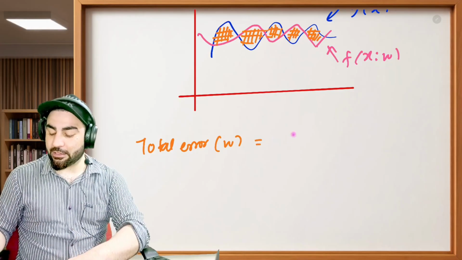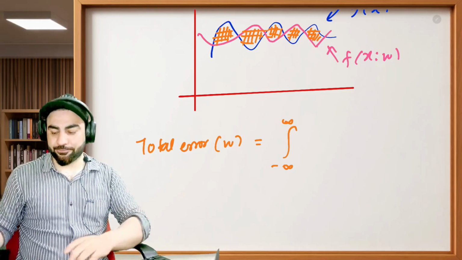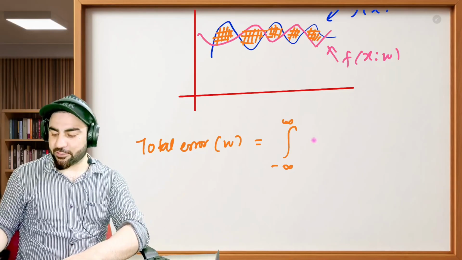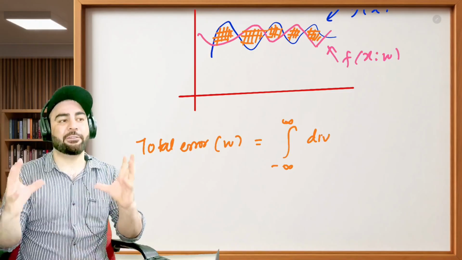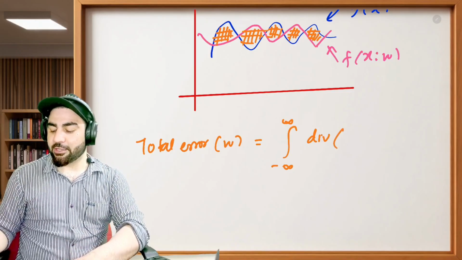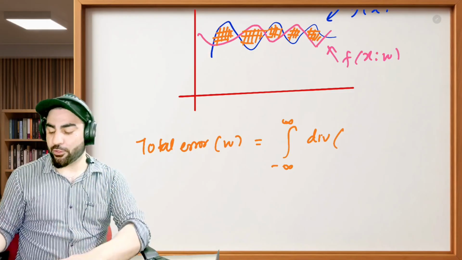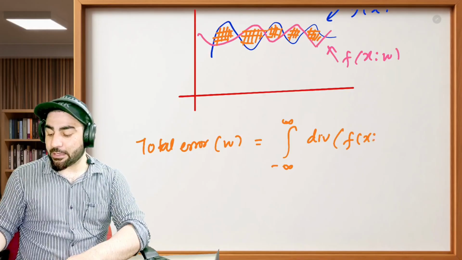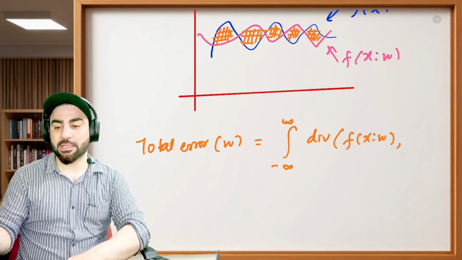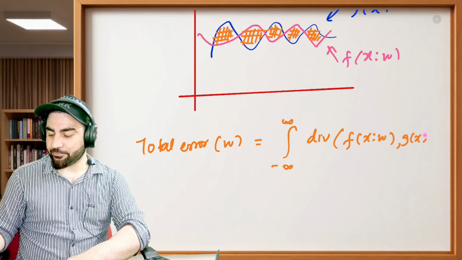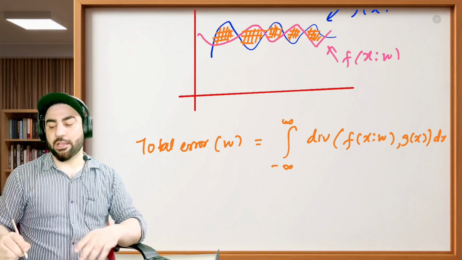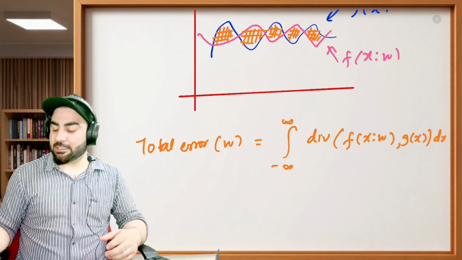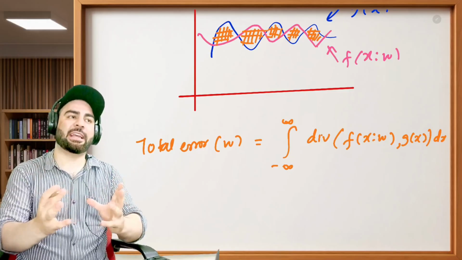So it will be the integral from minus infinity to infinity, because this function can be defined on this range. And we have to define a function, let's call that a divergence function, some function which will quantify this error. This function will take two other functions as input. So it will take f of x, w, comma, g of x, and then dx. So what Fahal said is that we can put a minus.